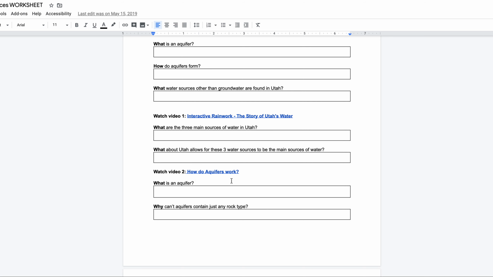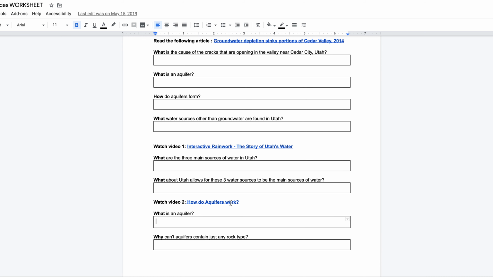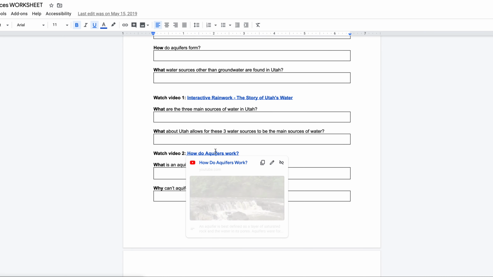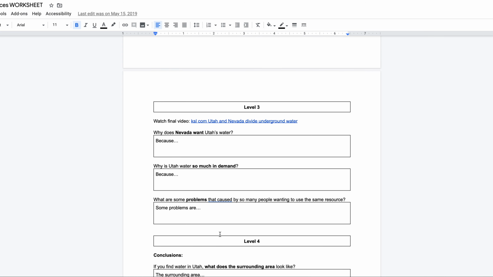And then here, how do aquifers work? So again, now you know that's from the reading. This is from the video. So what is an aquifer according to the video? And why can't aquifers contain just any rock type? Why do they have to be so specific?